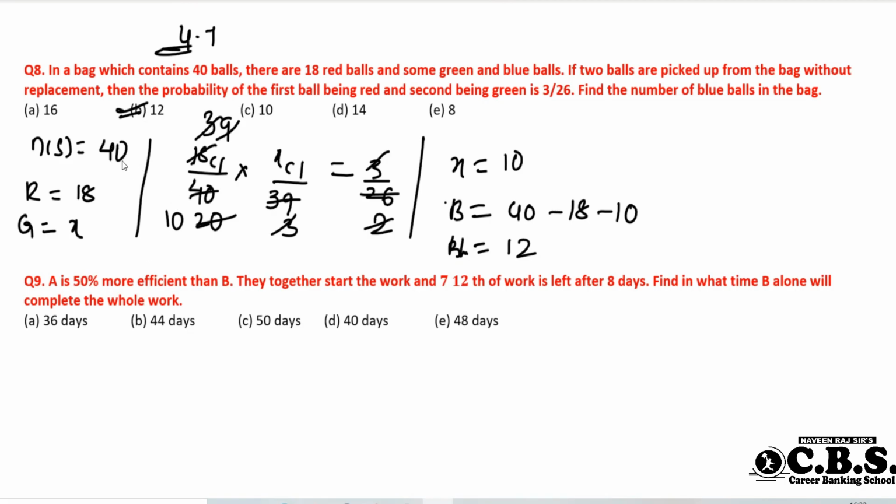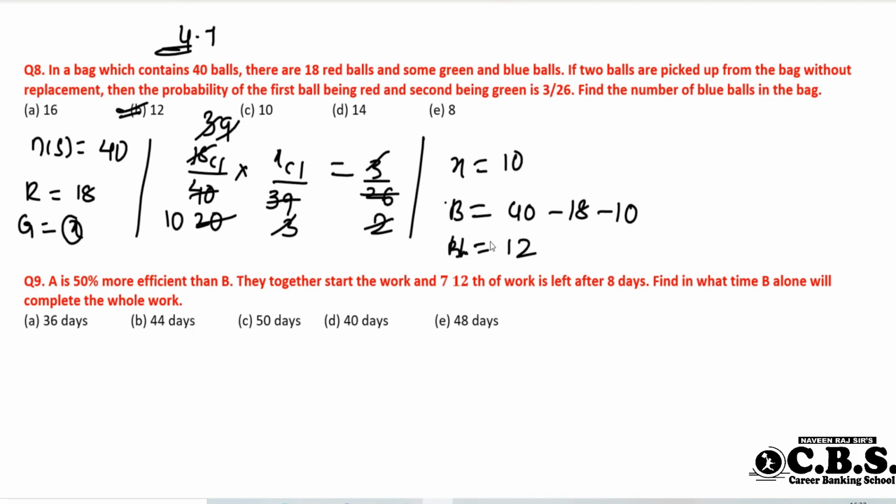Okay. The total balls are 40. Red is 18. Let green be x. So the question is, one ball is red and the other ball is green, without replacement. Means one ball is picked up. So there are 40. When going to pick up the second ball without replacement, one ball is already removed. So how many balls are left over? 39 are left over. So how many green balls? x. How many are picked up? 1, xC1. And how many red balls picked up? 1 ball, 18C1. So remaining blue balls are 12. So this is the answer.